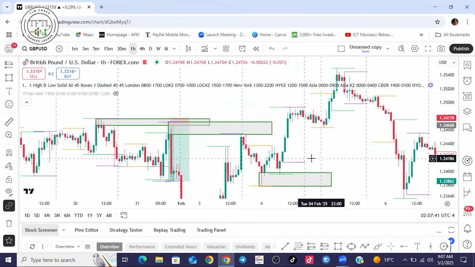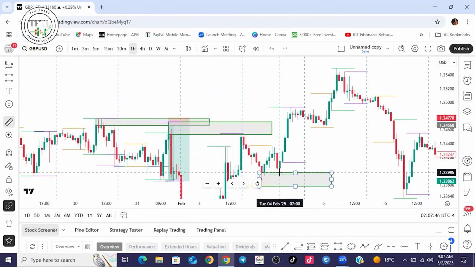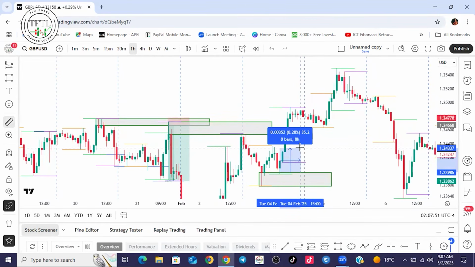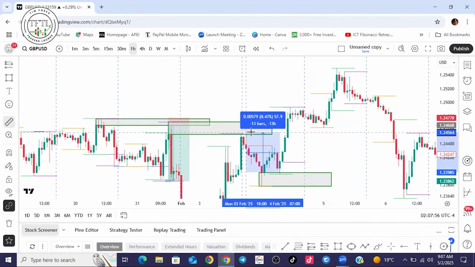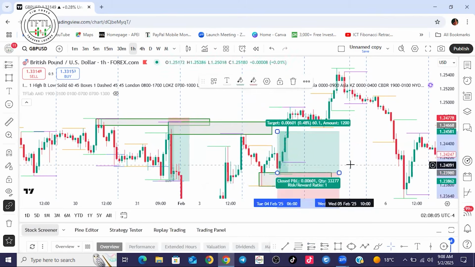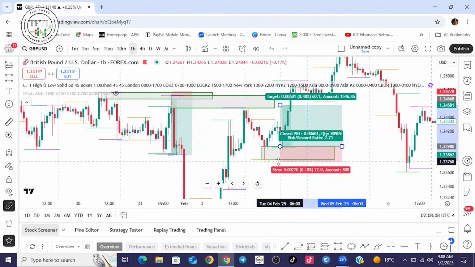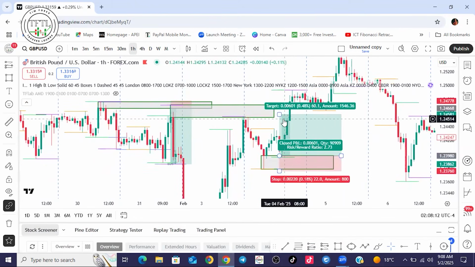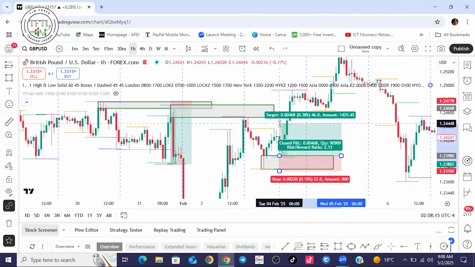Then we see the price push up. Of course, up to this high is 35 pips. 39 pips. To this high here, we are talking about 56 pips. So let's see a risk to reward ratio of 1:2, whether it's a probable setup. The risk to reward ratio already here is 2.73. So risk to reward ratio of 1:2.